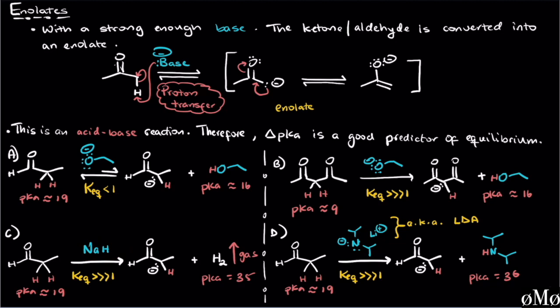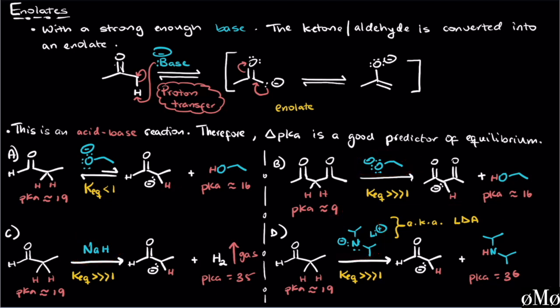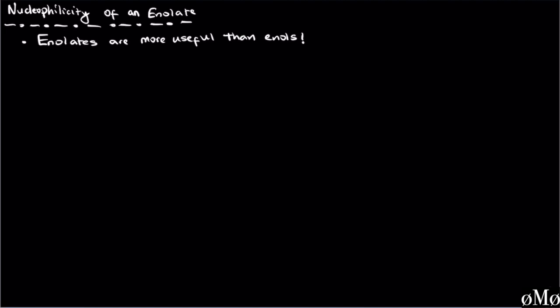But once again, looking at the top right corner, if you're using a really acidic proton, then you don't really need LDA, you don't really need sodium hydride, you just need the ethoxide, and this would essentially get you to full deprotonation regardless. So as you may have picked up from looking at the differences between enols and enolates, you might also conclude that enolates are more useful than enols. And that is indeed true.